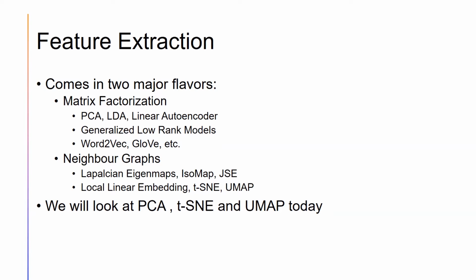t-SNE is the major representative for the neighborhood graph, but as I hope you'll see today, UMAP does a better job than t-SNE for most of the use cases, and should be the thing that people consider. But there are many other factorization methods like LDA, word2vec. Those all kind of fit into matrix factorization, and Isomap and local linear embeddings, Laplacian eigenmaps, they fall into the neighborhood graph representation that you could utilize for feature extraction.